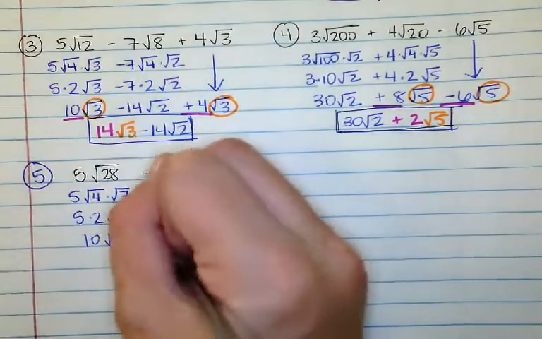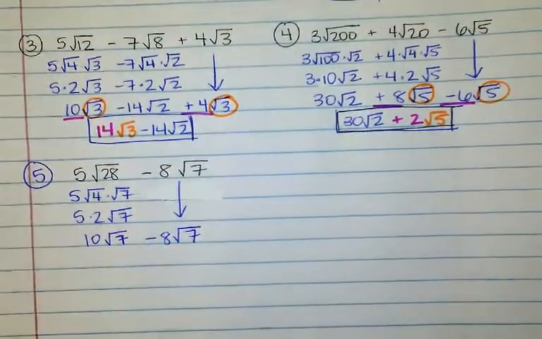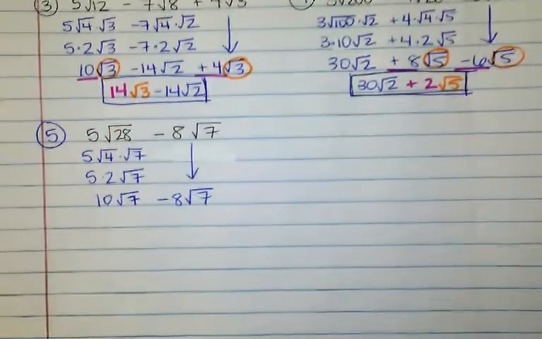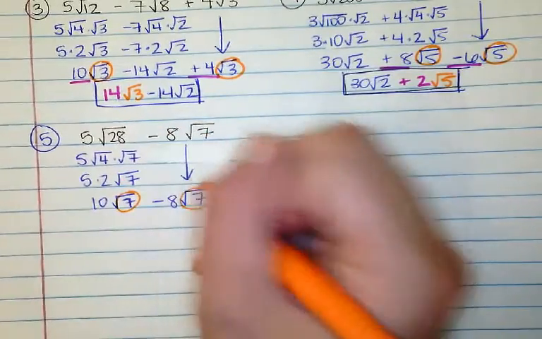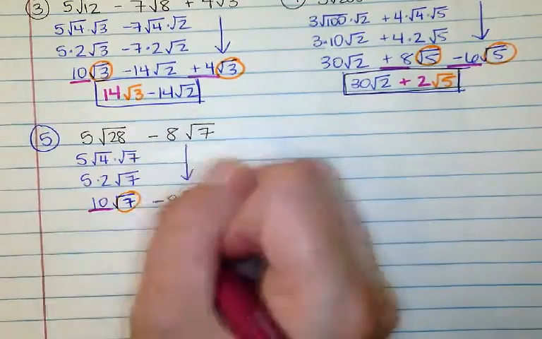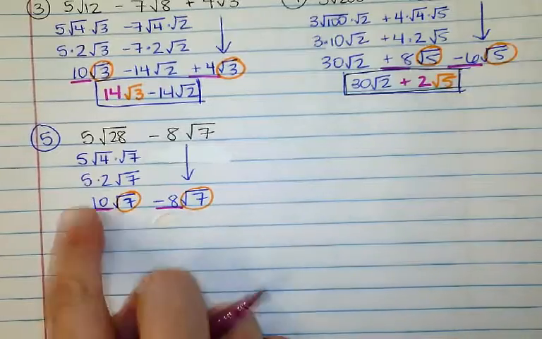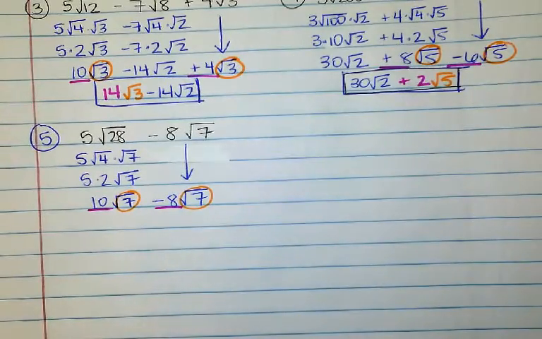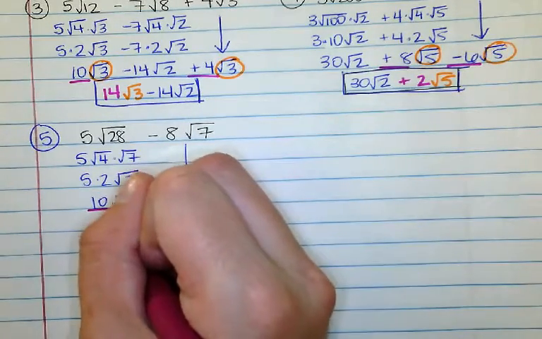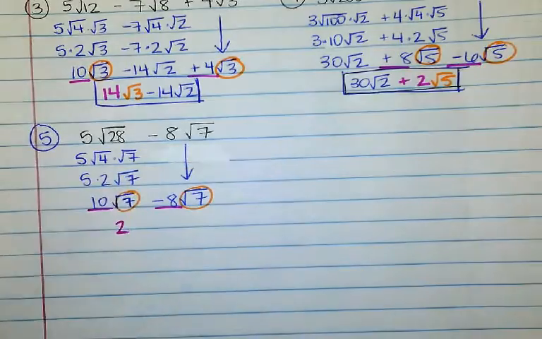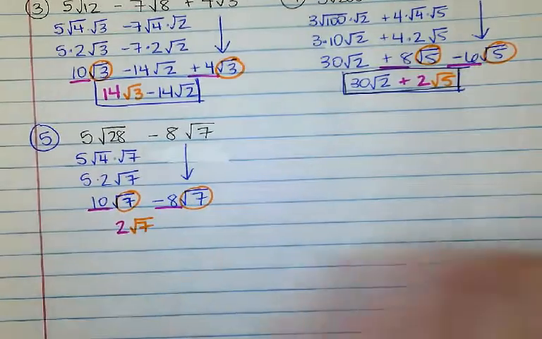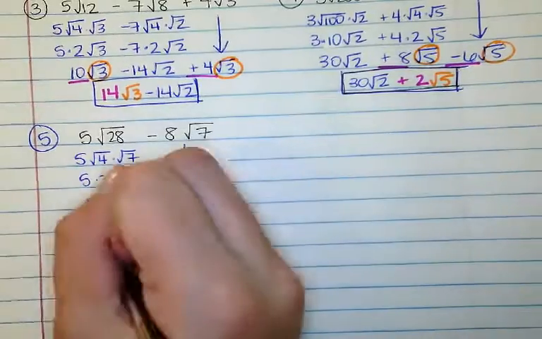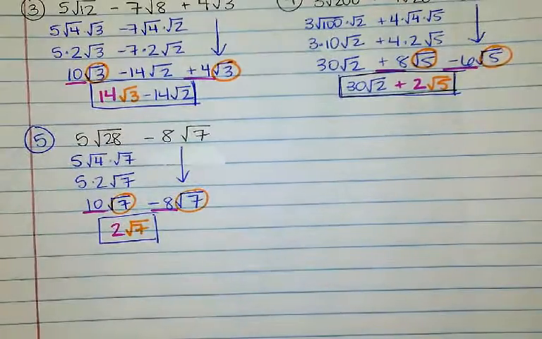So now, do we have any like radicals here? Yeah, radicand and radicand. So we can put everything together. So what's 10 minus 8, y'all? That's 2, right? So we got 2 radical 7. The radicand is the 7. The number under the radical is the radicand. Yeah. So there we go. So 2 radical 7. Do y'all feel good about that?